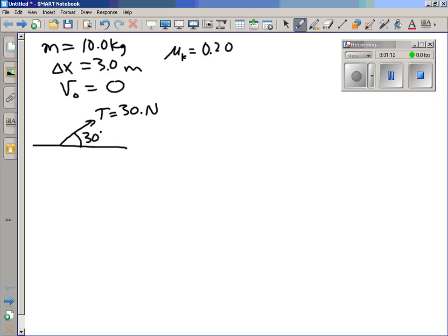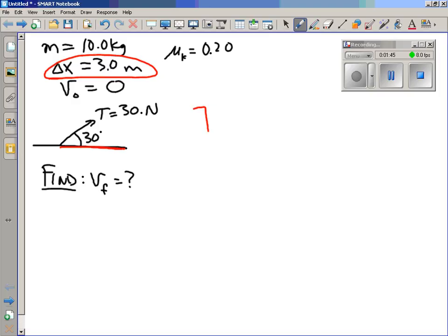And what we're looking to find here is the final velocity. What does the final velocity equal? And we're using work and energy concepts here. And so the first thing is to take a look at, well, the displacement is 3 meters, so it's horizontally 3 meters along the ground here. So in order to find the work done by that tension, one way to find that is to just look at the tension that's parallel to the direction of motion.